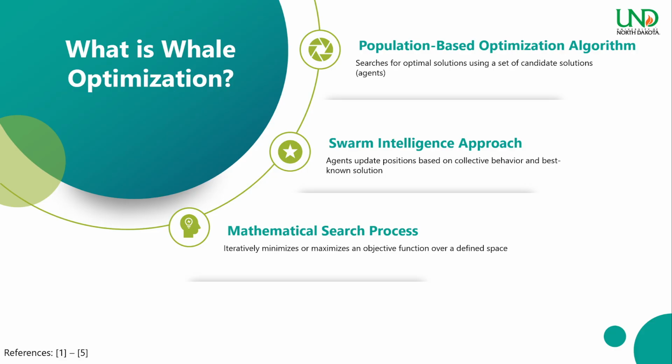So it's still a mathematical search process. We define the objective function, and the algorithm iteratively updates candidate solutions to either minimize or maximize that function. So there's no domain-specific logic built in. The algorithm doesn't really understand problems. It's just exploring the space efficiently as it's optimizing that evaluation function. And it does that by being inspired by group hunting, like what humpback whales do.